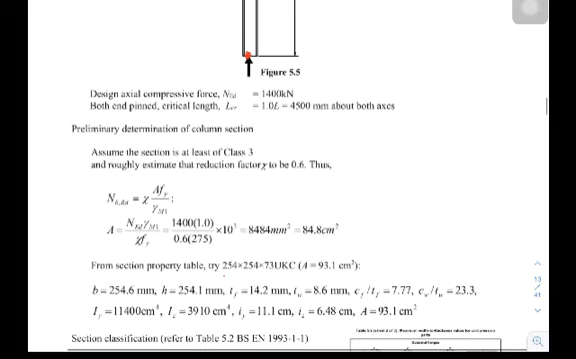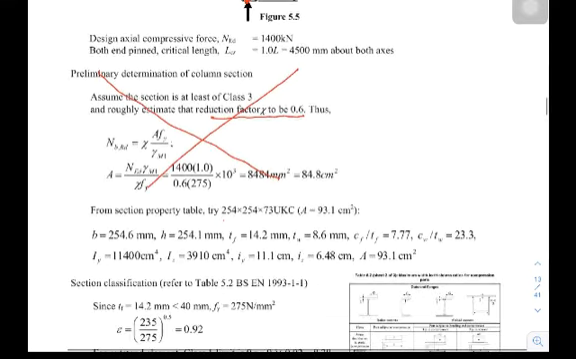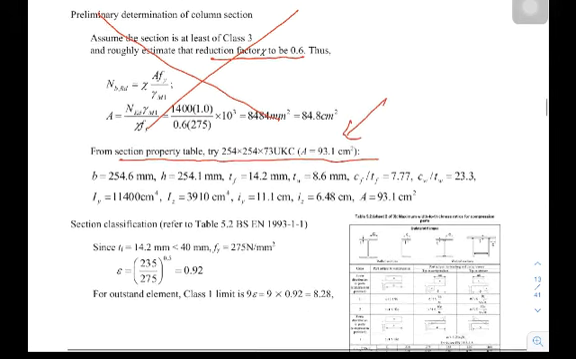In this particular case, it is difficult to estimate the column. There is a trial here to just estimate that the reduction factor is 0.6 to give us the first trial section. If I were you, I would just forget about this trial section. What you have to do is just get one size from the section properties and start from there. Once you have selected this section, don't bother about estimating the chi value.